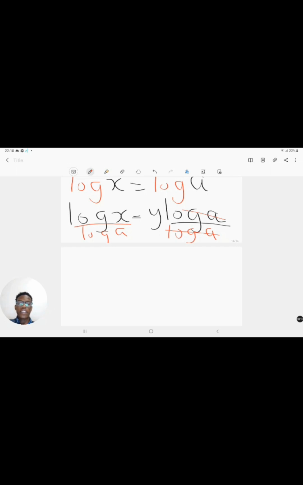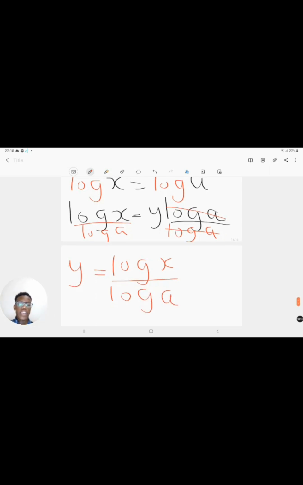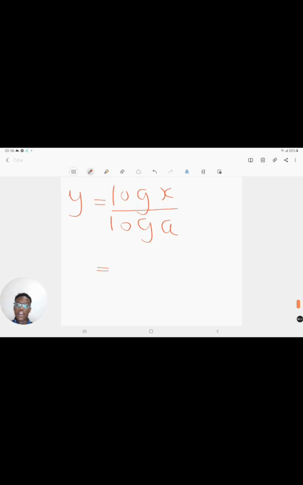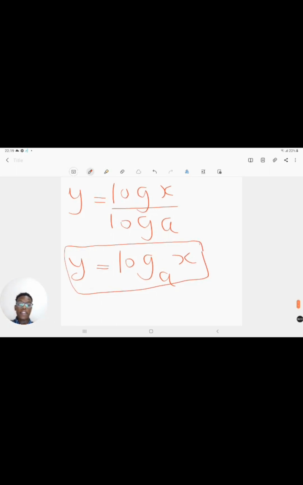The log a's here cancel each other out, and what you end up with is y, that y there, it's on its own, is equal to log x divided by log a. Okay, and it turns out that this, according to our most previous law, is equal to log with base a of x. Okay, according to our most previous law.